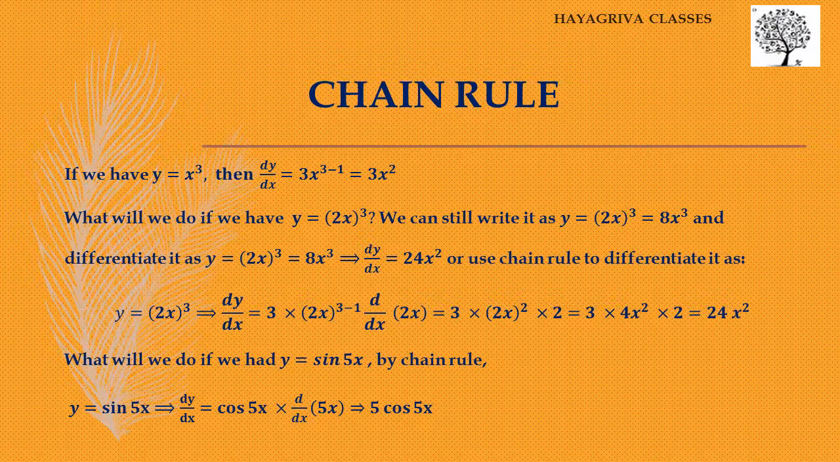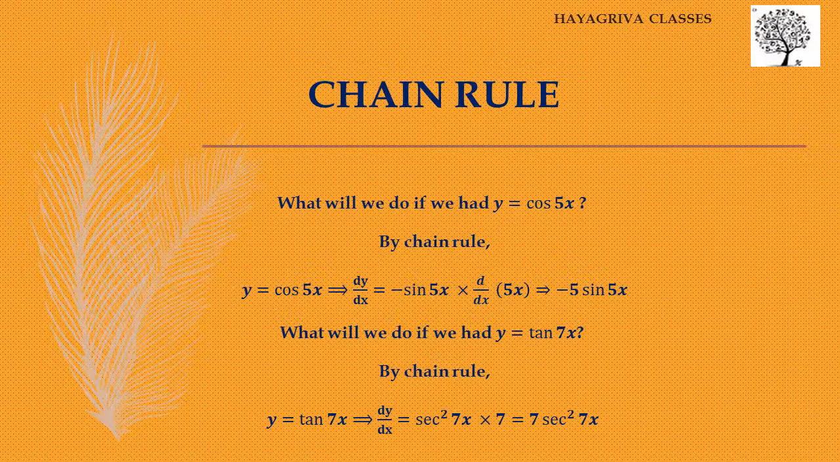For example, take the next sum. Y is equal to sine 5x. So how will you differentiate this? Just differentiate as if you would differentiate sine x. Okay. So when you differentiate sine 5x, you will get cos 5x. But instead of x, what do you have there? You have some other thing. So differentiate that. So 5x, when you differentiate, you will get 5. So on the whole, dy by dx becomes cos 5x into 5, or 5 cos 5x.